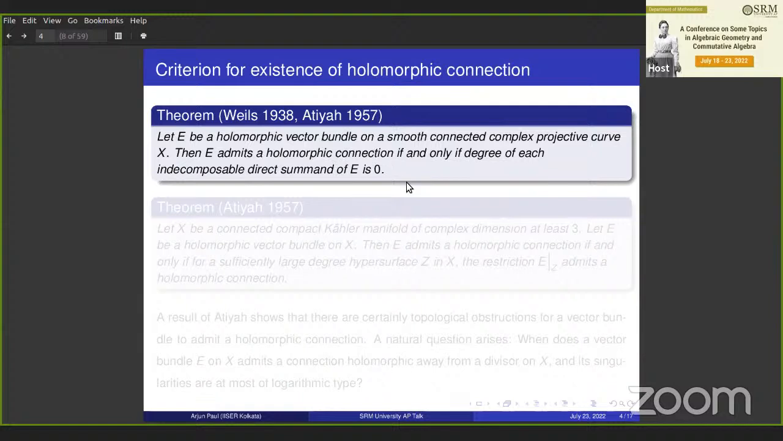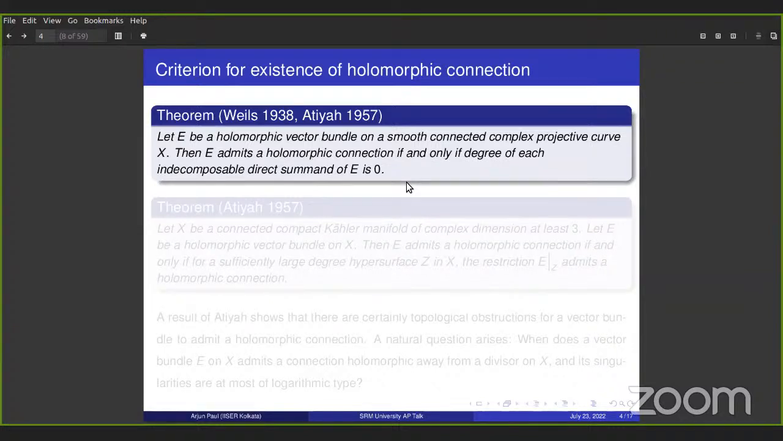Now the question is, clearly this theorem says that there is a certain topological obstruction given by the Chern class. So not every holomorphic vector bundle can have first Chern class zero. So that is a question. What can we expect? Maybe we can expect some kind of connection which is holomorphic away from a divisor, and its singularities are quite controlled in the sense that it has a pole of order one at most. So such a connection will be called a logarithmic connection. We will come to that part a little later. Okay. Now this theorem is for dimension one, when X is a curve.